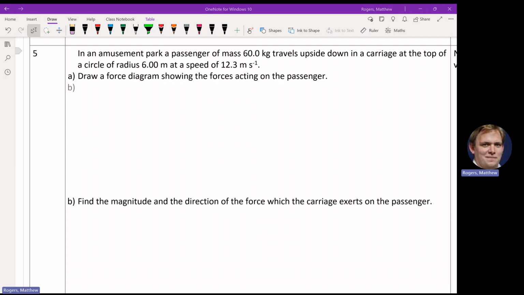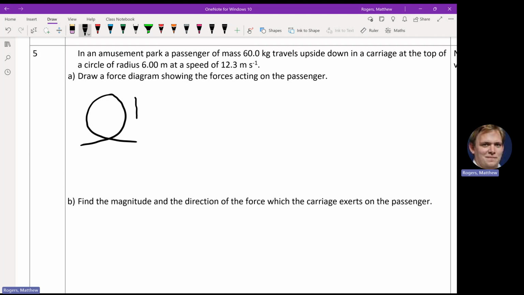Question 5. In an amusement park, a passenger of mass 60 kilograms travels upside down in a carriage at the top of a circle of radius 6 meters at a speed of 12.3 meters per second. Draw a force diagram showing the forces acting on the passenger. So this is more complicated to do than it initially sounds.